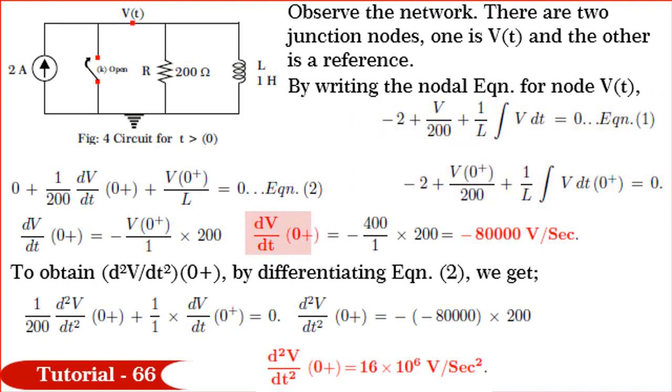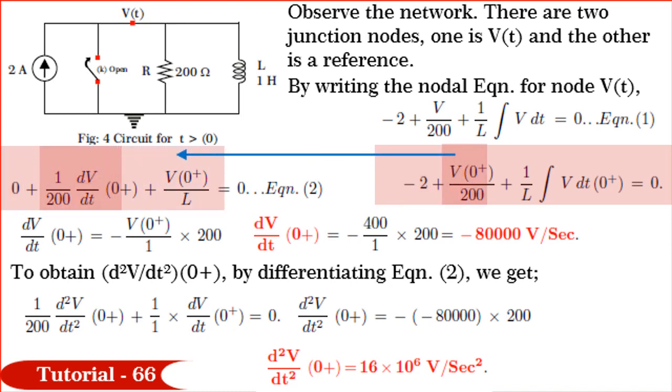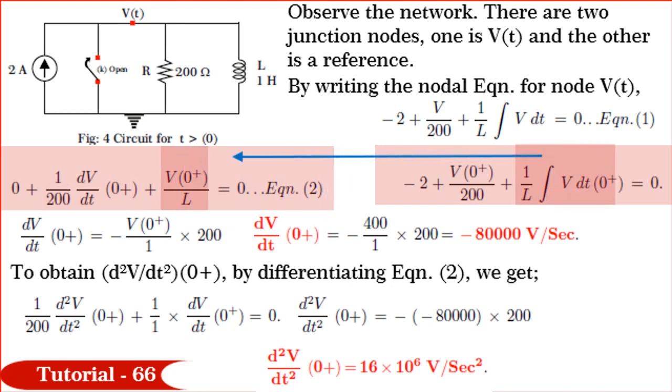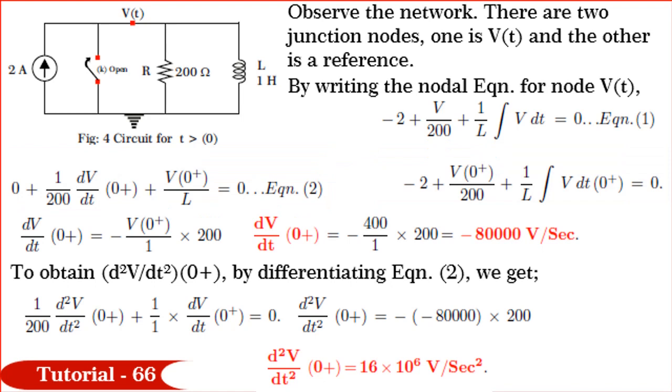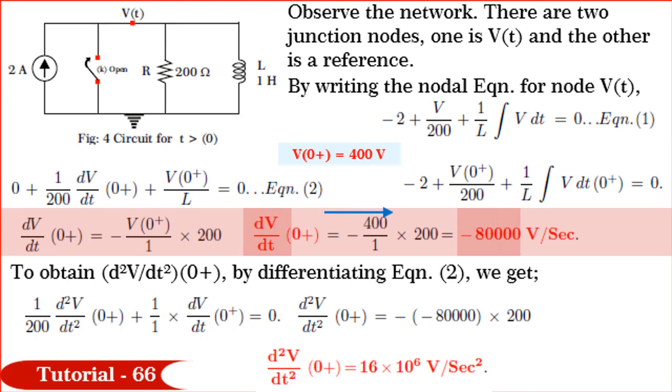We want dV/dt(0+). So, differentiating the nodal equation and evaluating at t = 0+, we get 0 + (1/200)·dV/dt(0+) + V(0+)/L = 0. We know V(0+) = 400 volts. Hence, by substituting for V(0+) and solving, we get dV/dt(0+) = -80,000 volts per second.